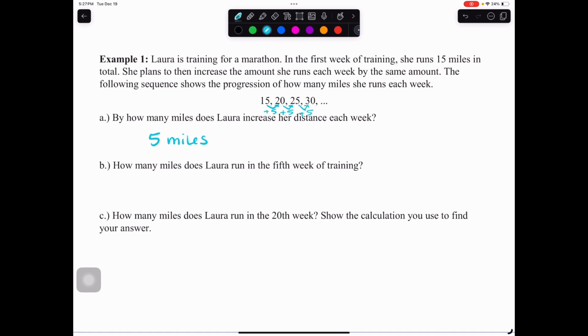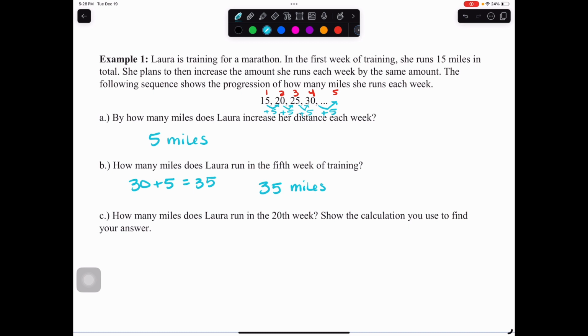B, how many miles does Laura run in the 5th week? Well, if I take a look at what we have, the first, second, third, and fourth term, the 5th week would be the 5th term. I'm already almost there. So for this question, it's easier to just extend the pattern, continue to add 5. So I was at 30. I'm adding the common difference of 5. That gives me 35. So here, it was 35 miles in the 5th week.